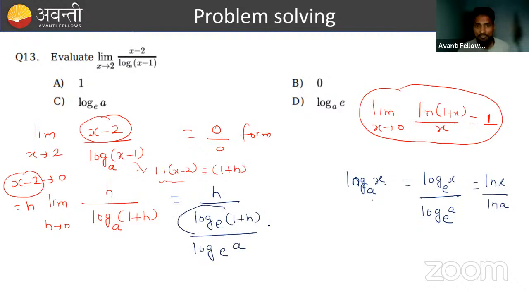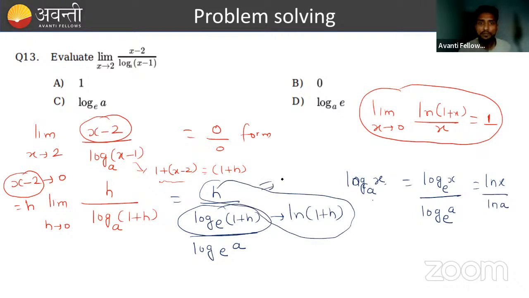And what is this? This is nothing but ln(1+h). So now we can use it: h divided by ln(1+h) will be what? It will be 1 only, because ln(1+x) divided by x is 1, so x by ln(1+x) will also be 1 only.